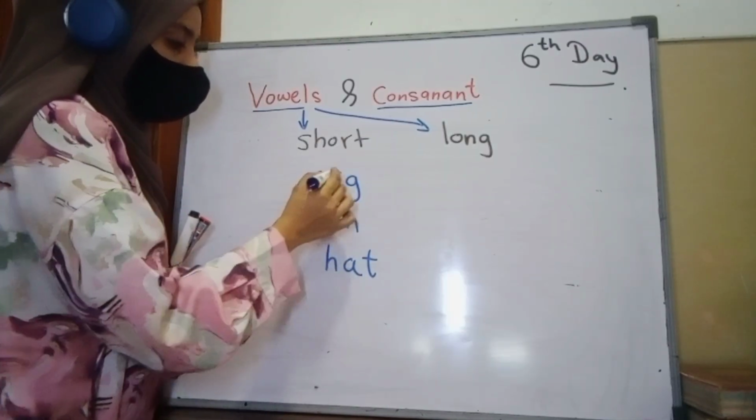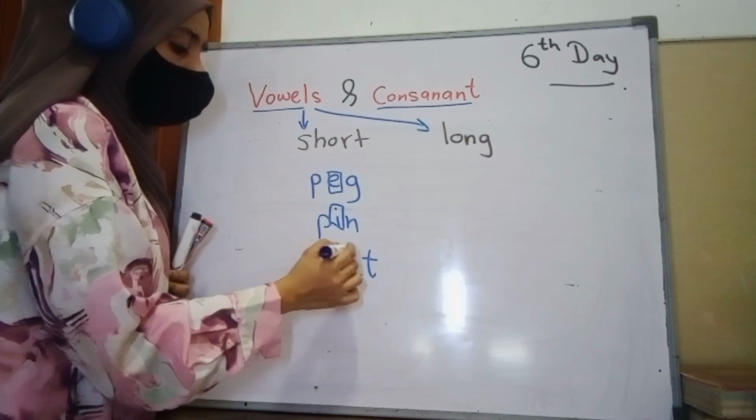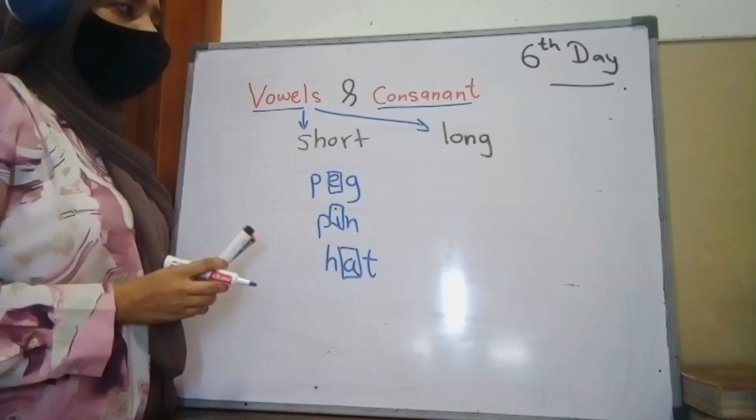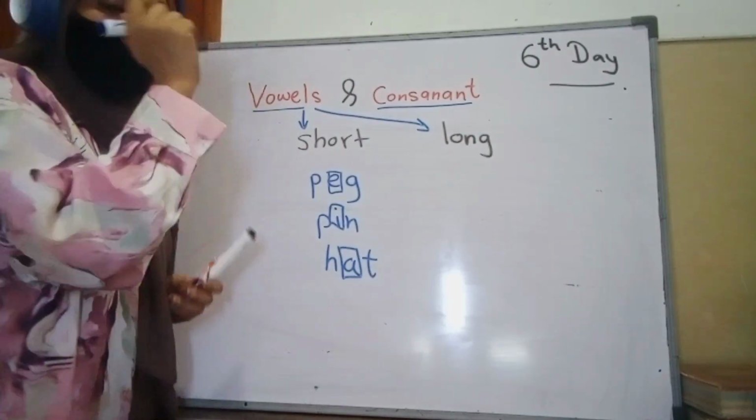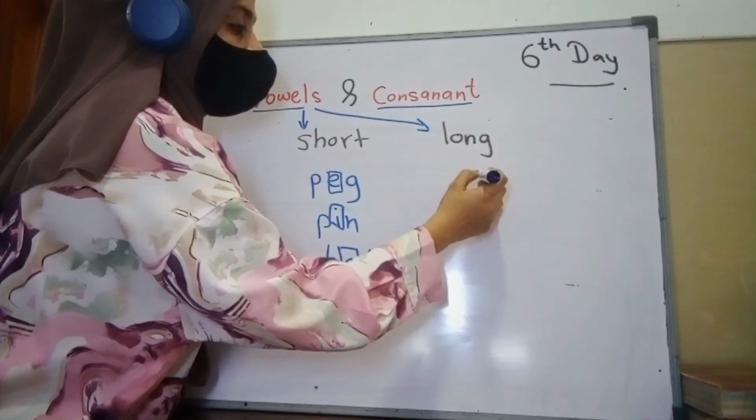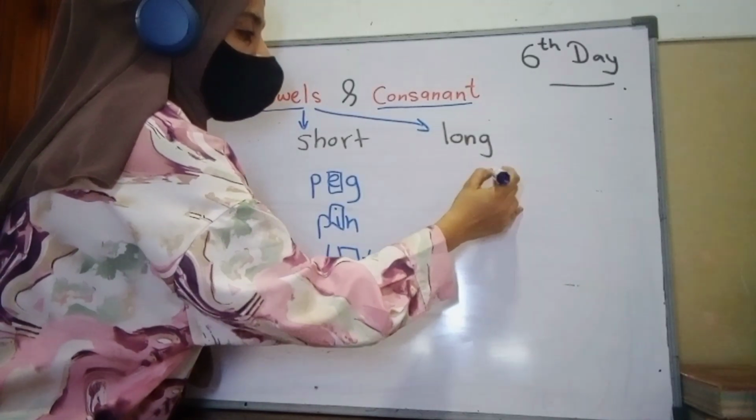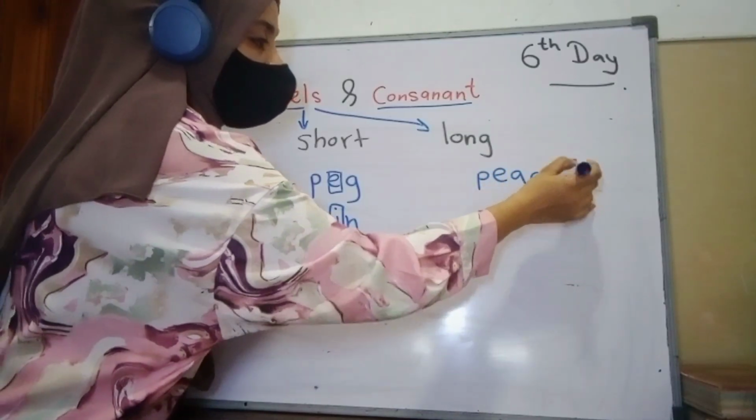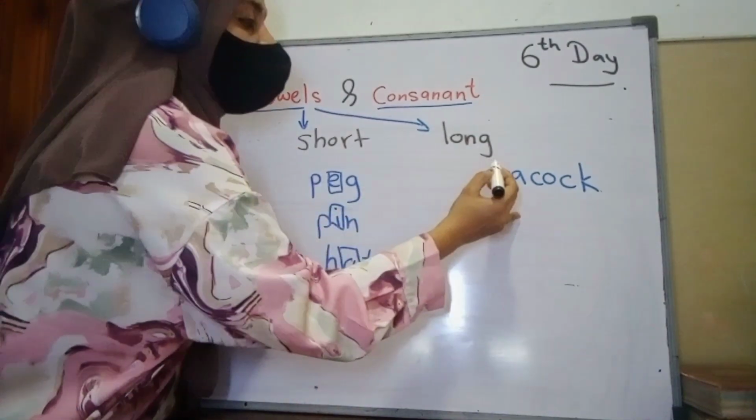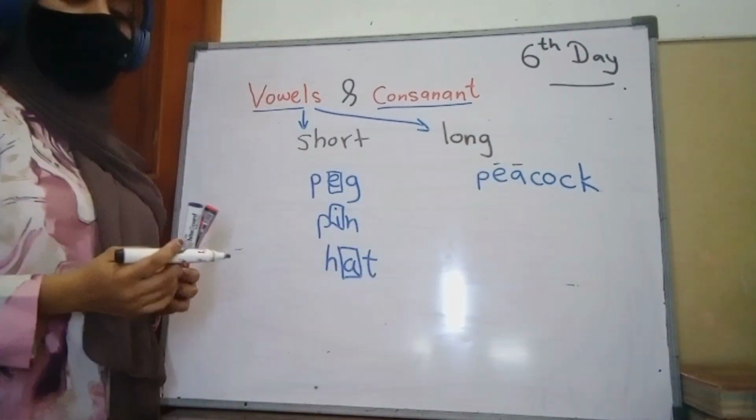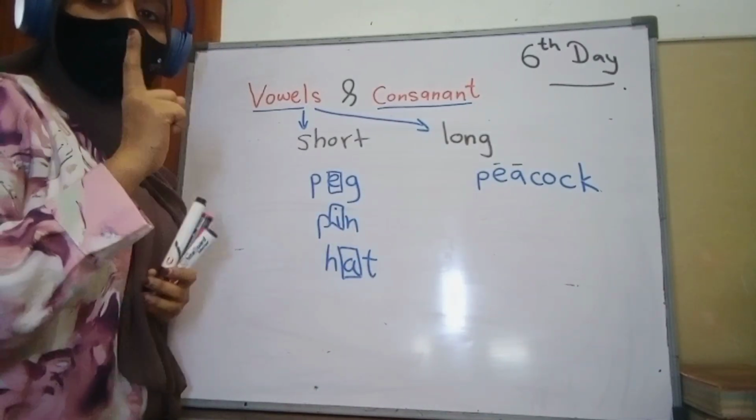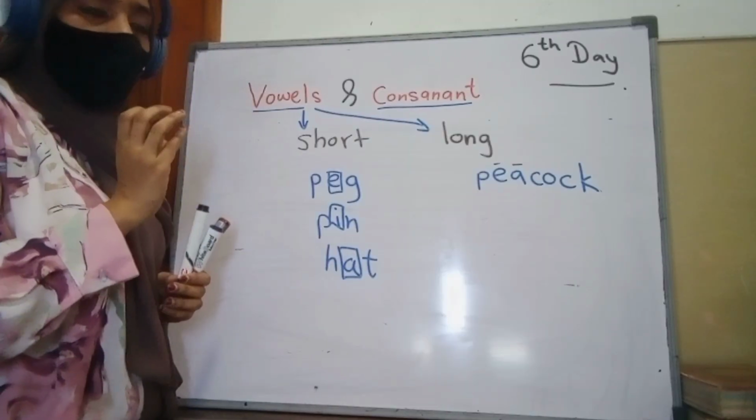Here see the vowels. Alright, h, a, t, hat. Long vowel. What is a long vowel? We can see two vowels in a word. For example, peacock. Here see, there are two vowels in a word. What are the vowels? E and a. In this, when two vowels come, the first vowel has to be pronounced.